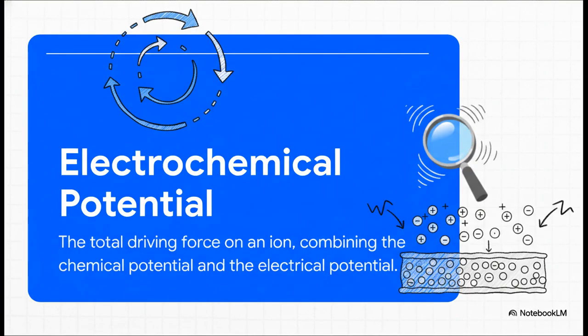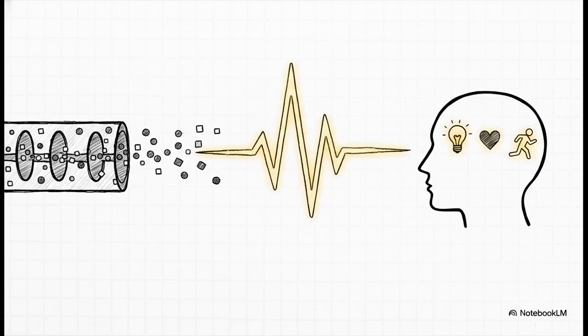In biology, they give this a slightly fancier name, electrochemical potential. But it's really just the total driving force on an ion. It's a combination of the chemical potential, which comes from the concentration difference, and the electrical potential, which comes from the ion's charge. And here is the absolute kicker. The flow of these ions, all perfectly controlled by the laws of electrochemical potential, is what creates the electrical spikes, the signals in your brain.